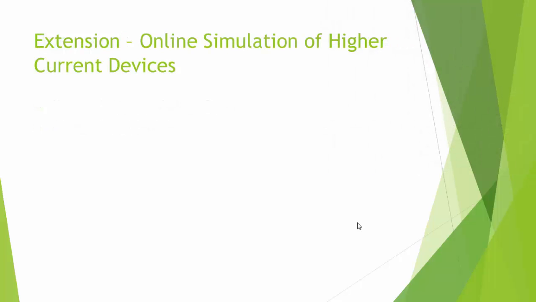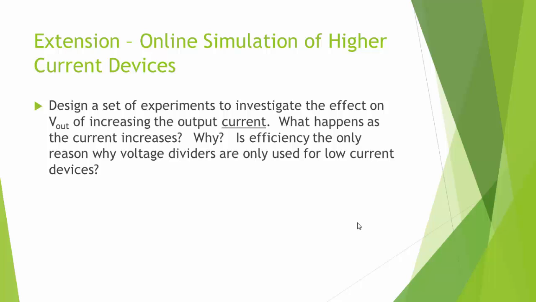If you're interested in more challenges and better learning of these things, I glossed over a couple of concepts. I'd encourage you to design a set of experiments investigating the effect on the output voltage in your voltage divider based on increasing the output current. And see what happens as you increase the output current in your device. See if you can explain why that happens. And once you've done that, ask yourself, is efficiency the only reason voltage dividers are only used for low current devices? Okay, that seems like a pretty big extension, but if you read through that a few times, you should be able to understand what is meant by it.